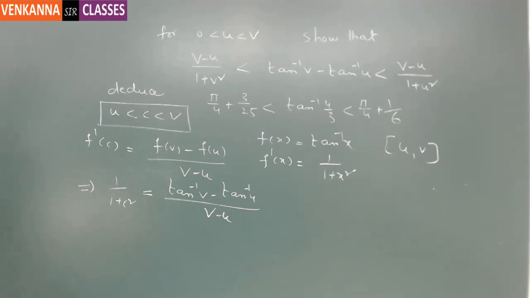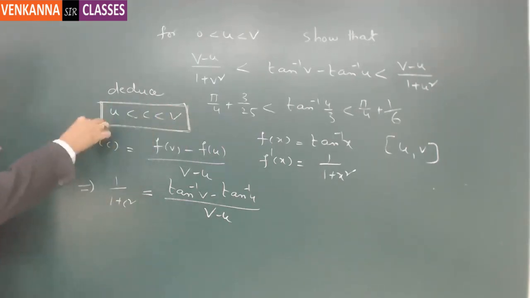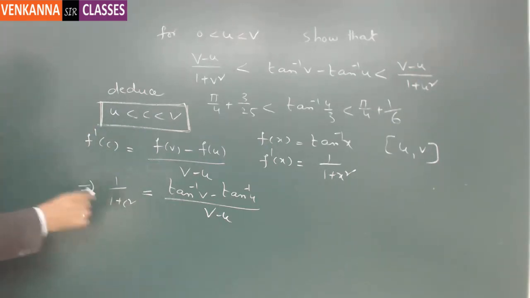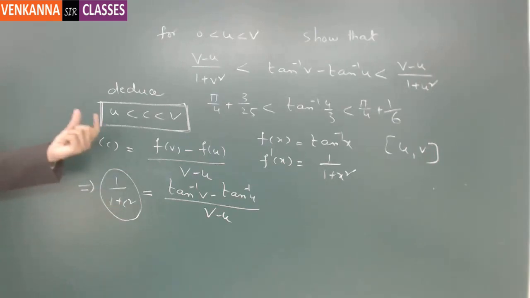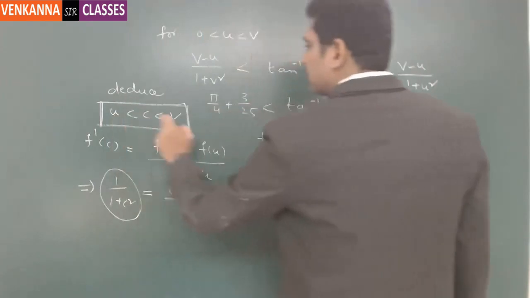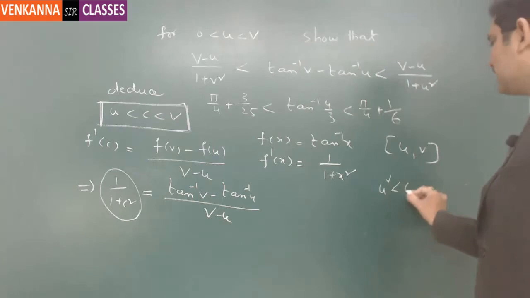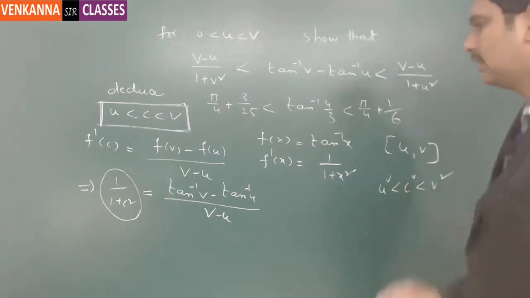Right. So using this inequality, c is lying between u and v. So you are going to go for the construction based on f dash of c value, so that you are going to substitute an inequality in place of 1 by 1 plus c square. Now what happens, since it is c square, you square this on both sides. So you will have u square is less than c square is less than v square.